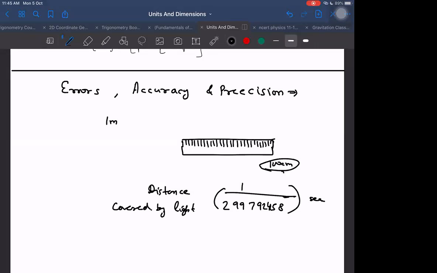By light in vacuum, the distance equal to speed into this much time. The distance light travels in vacuum in 1 upon 299792458 seconds is equal to 1 meter. That is the definition of 1 meter. See how strangely we are defining 1 meter. We are not defining it in any other way.